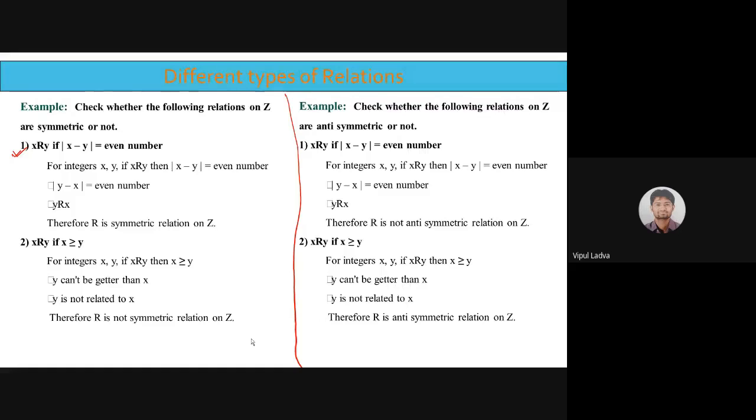If 1 is in relation with 3, then surely 3 will be in relation with 1. If 1 is in relation with 5, then surely 5 will be in relation with 1, because 1 minus 5 is 4, an even number. If you reverse the order, 5 minus 1, it is once again 4. The first example is a symmetric relation. Now, think about the second.